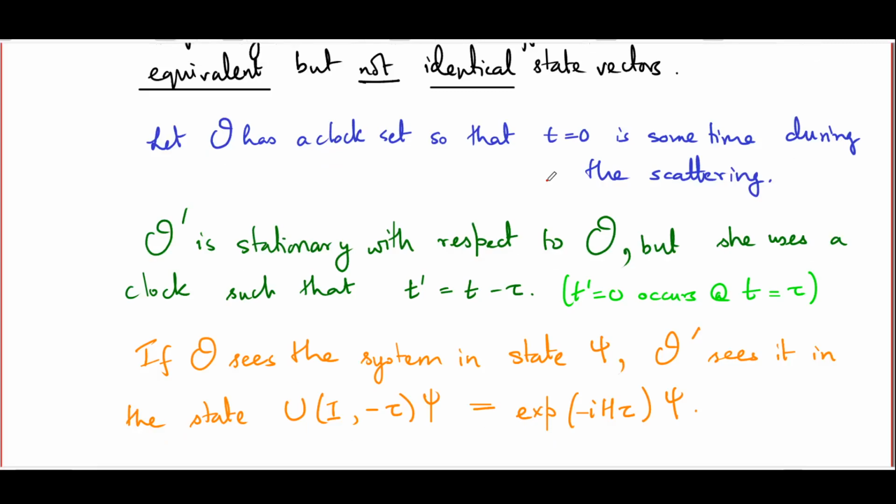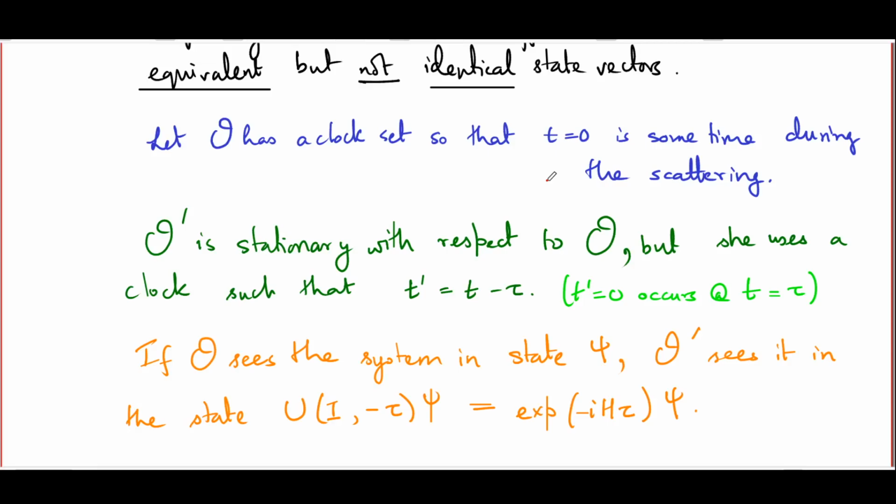Now, if O sees the system in a state psi, O prime will see the system in another state, which is given by the corresponding unitary operator acting on psi. In this case, the unitary operator U(Λ, a) simply is U(identity, −τ). The Lorentz transformation involved here is just identity. There is no relative motion between the two observers. And −τ actually stands for (−τ, 0, 0, 0), the 4-vector that describes the space-time translation.